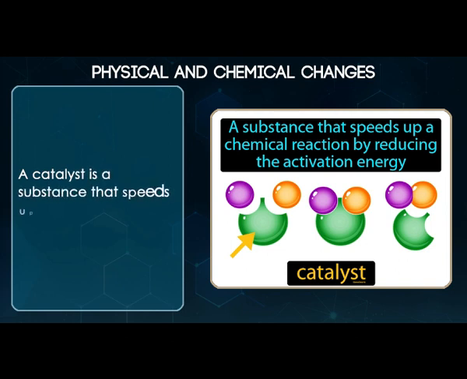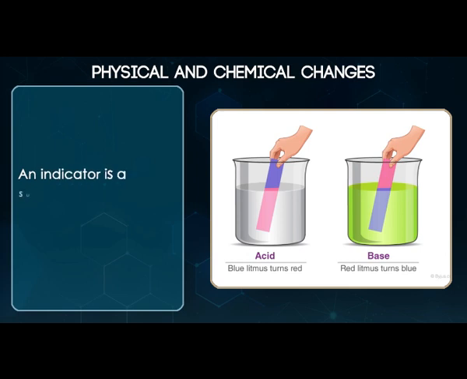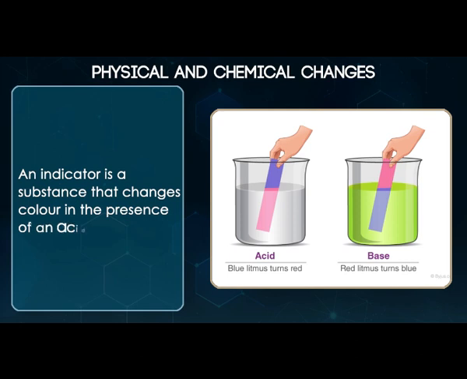A catalyst is a substance that speeds up a chemical reaction. A catalyst does not undergo any permanent change itself. An indicator is a substance that changes color in the presence of an acid or a base.